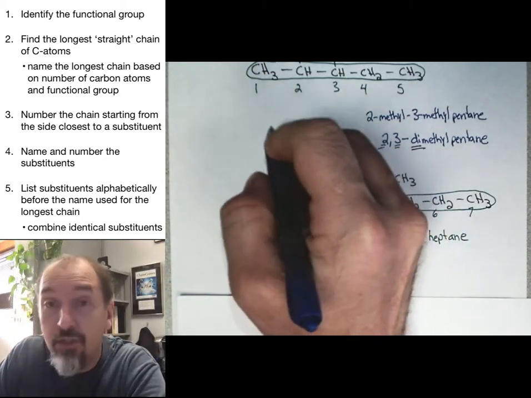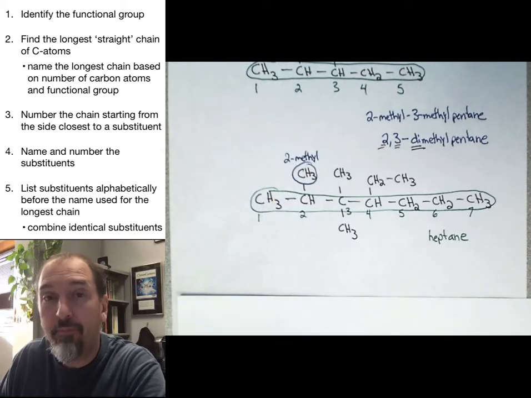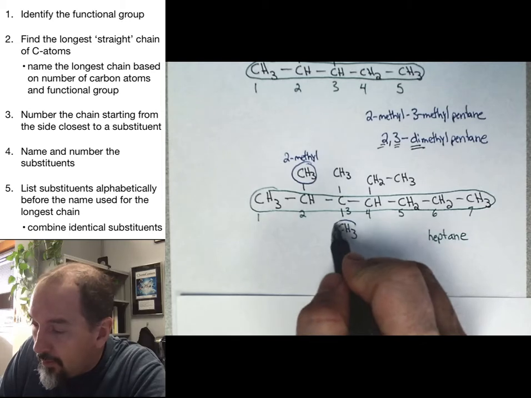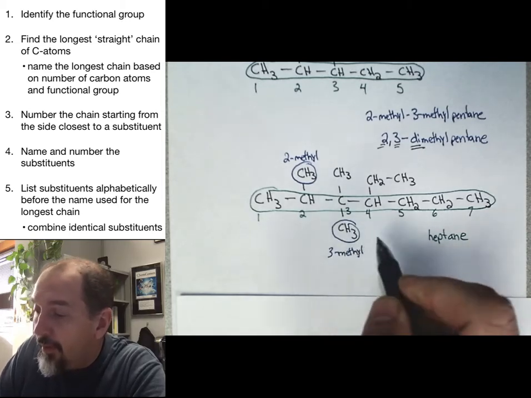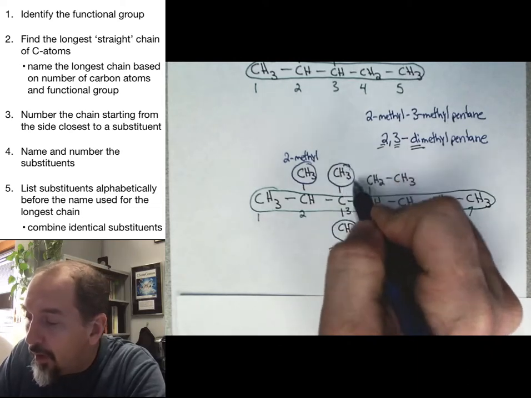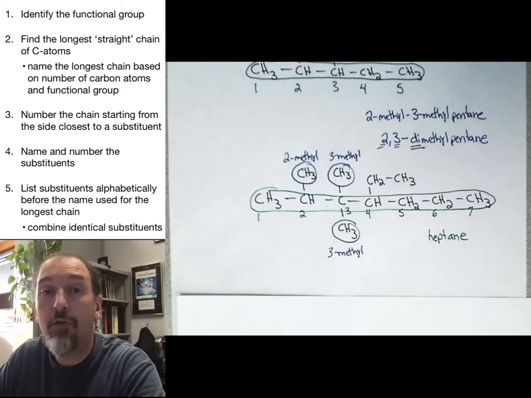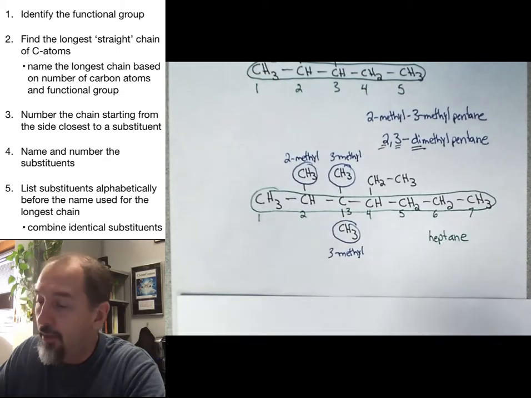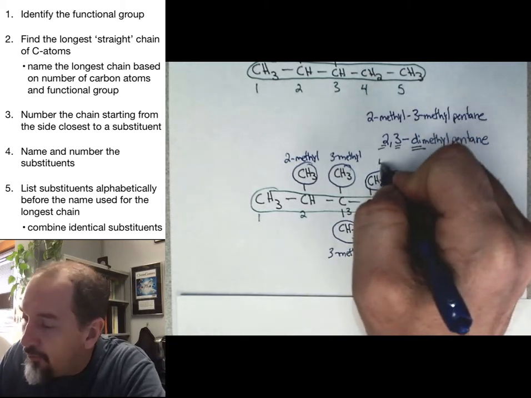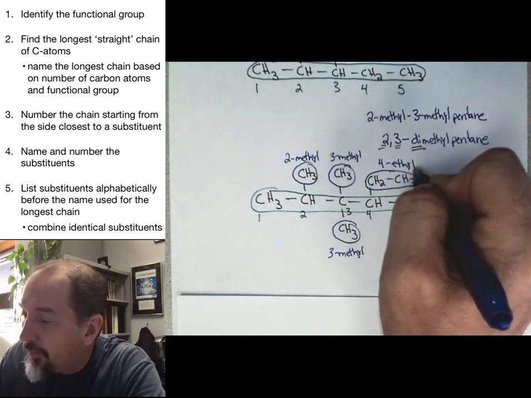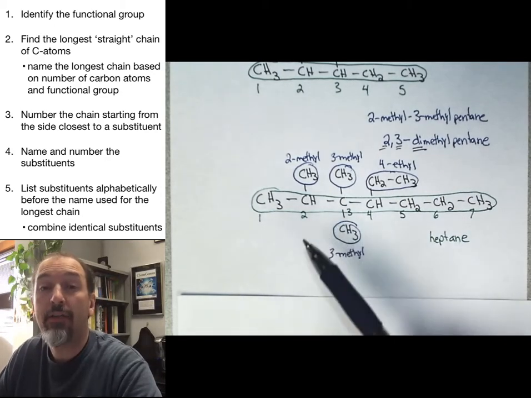Now pay close attention. This one is going to be a 2-methyl. This one is 3-methyl, but this one is also on the third carbon and a methyl, 3-methyl. So both of those are going to be called 3-methyl. This group, I can circle both of those together, so that's going to be a 4-ethyl. So now I have everything here named. Now I just got to put it all together.